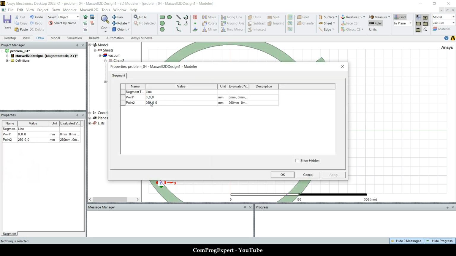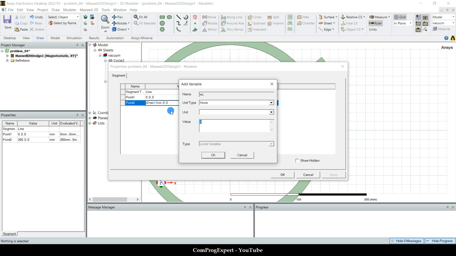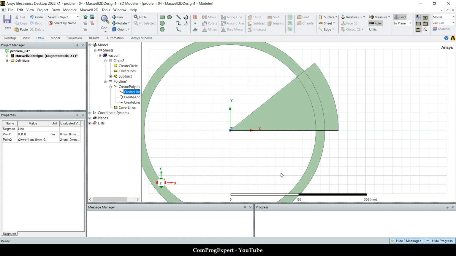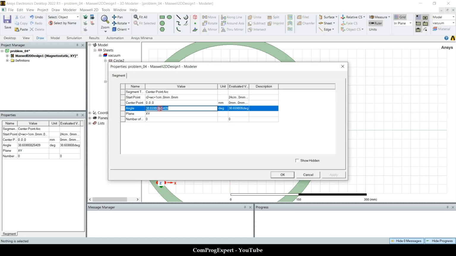So here I set the x coordinate of this point equal to R2 plus, let's consider a width for the coil, width of the coil plus 1 centimeter. Or we can use a lower number, 0.5 centimeter. No difference. Let's consider 1 centimeter. Width of the coil, consider 2 centimeters. And this arc, let's set its angle equal to 30.